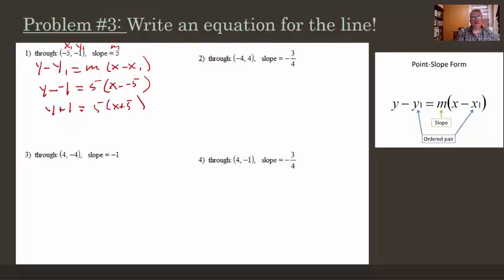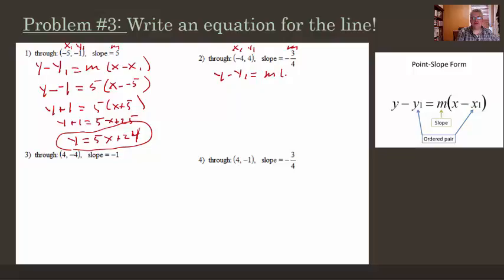And normally we want to solve for y, so we're going to distribute. And then I'm going to subtract 1 from both sides, so I get y equals 5x plus 25 minus 1, which is 24. Done. So we didn't use the point tester or checker this time. We kind of used a shortcut. Let's try this one. This is x1, y1, and this is m. So let me write the pattern: y minus y1 equals m times (x minus x1).